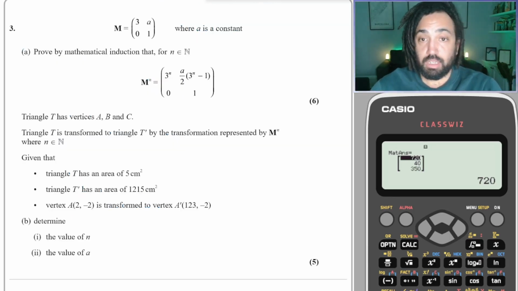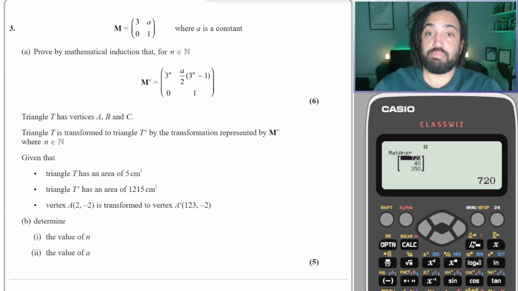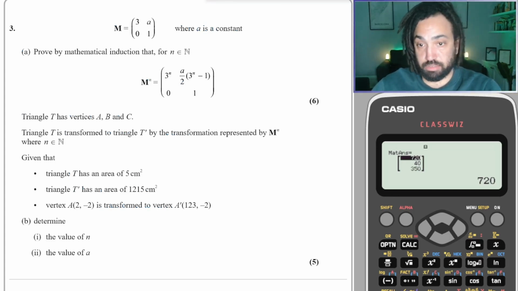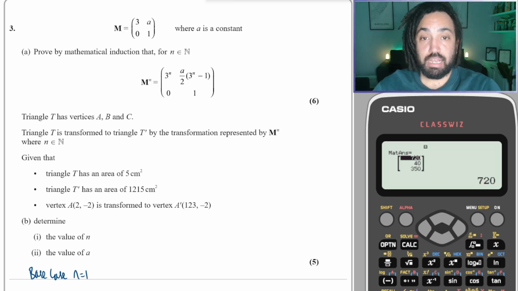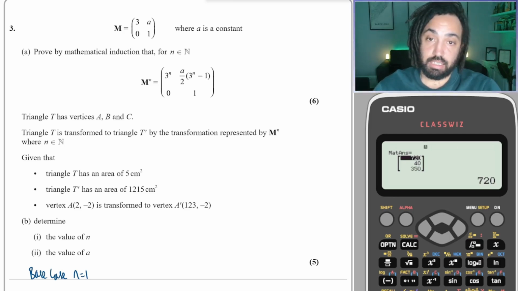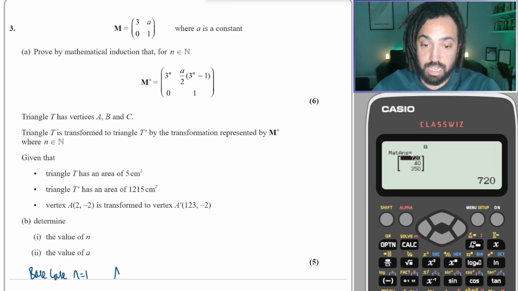Question number 3, and we've got a proof by induction. Okay, so how do we start a proof by induction? We always have to check the base case. So the base case is when n equals 1. And let us see what M to the power of 1 is equal to.